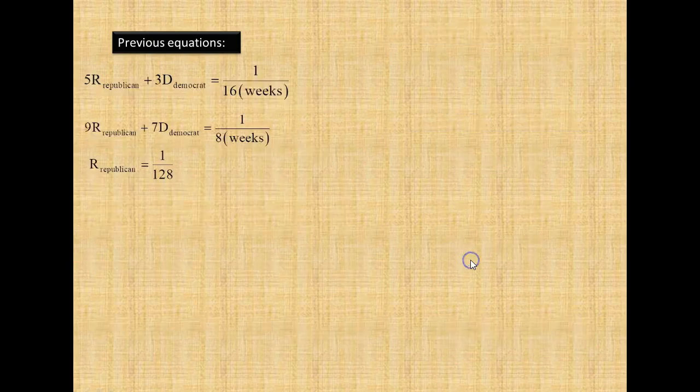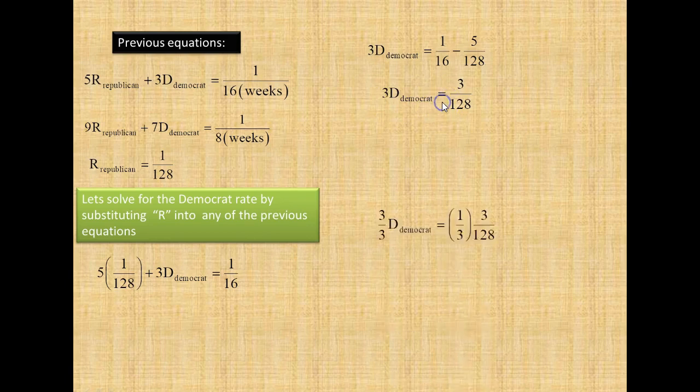Let's continue. Now, we'll take this Republican rate and plug it into any one of these equations up here. I picked the first one, but you can plug it into any one of them. So we have 5 times the Republican rate, which is 1 over 128, plus 3 times D equal 1/16. And we solve for 3D, and it equals 1/16 minus 5/128. Now we divide through by 3. 3 over 3 is 1. 3 cancels 3. And the Democrat rate is equal to 1 over 128 also.